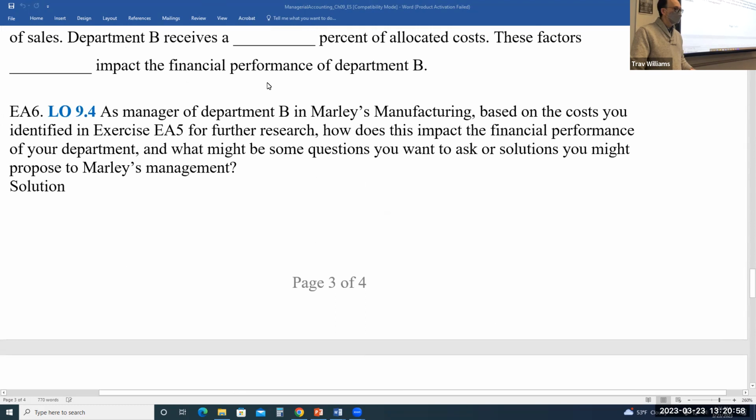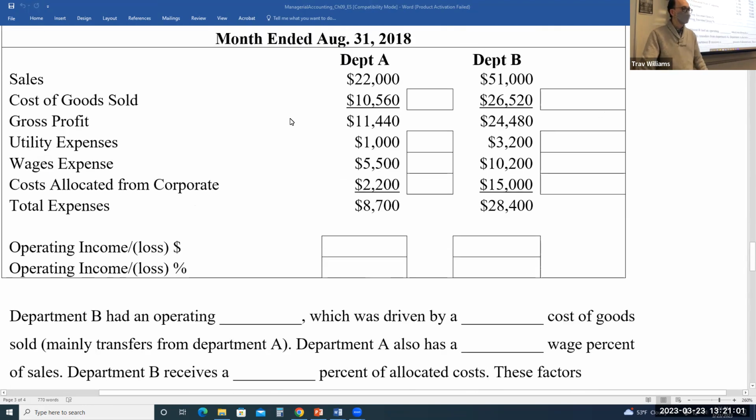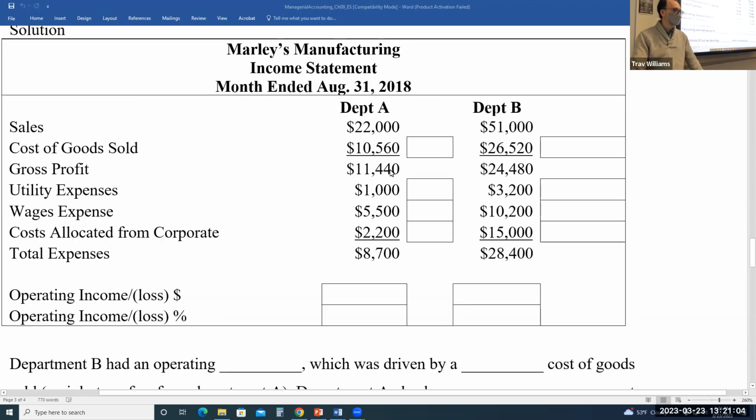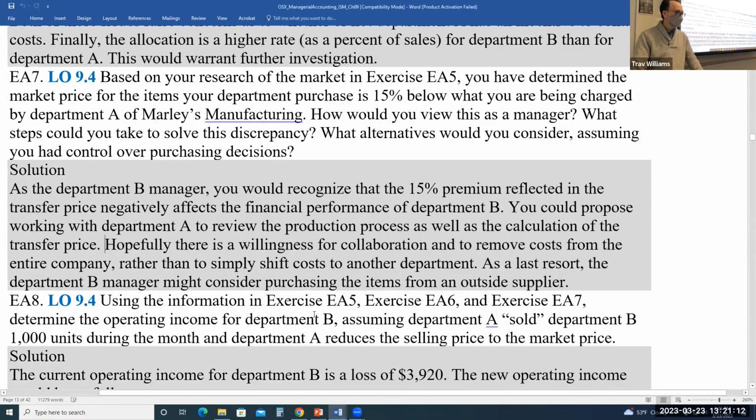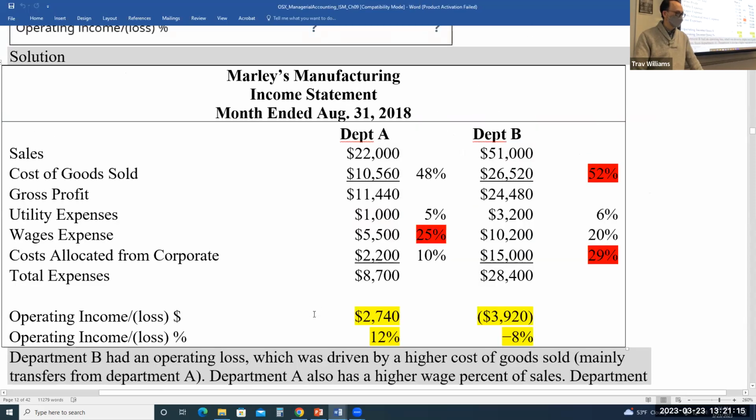Is that right? Yes. So we had calculated the transfer pricing here from Department A to Department B. Instead of redoing that, we can just go back and look at it here. And what we saw was that Department B lost money. And we converted that to a percentage by taking the amount of their loss and dividing it by sales, right? That's how we do this sort of vertical analysis. You divide everything by sales.